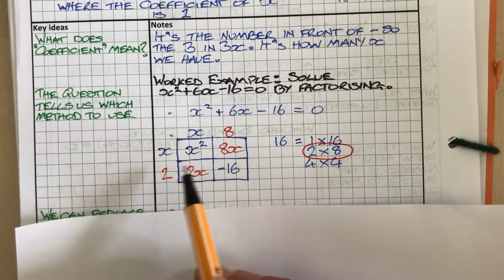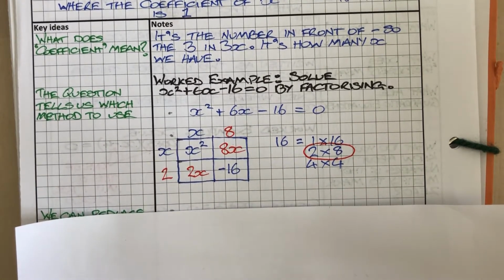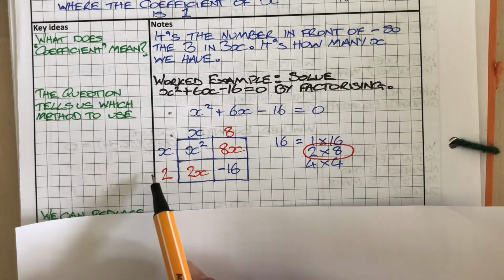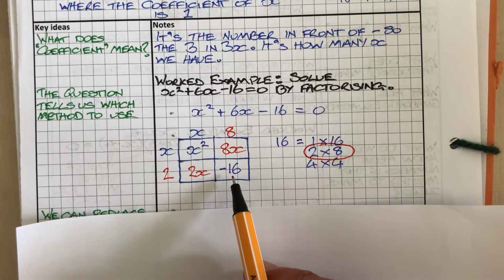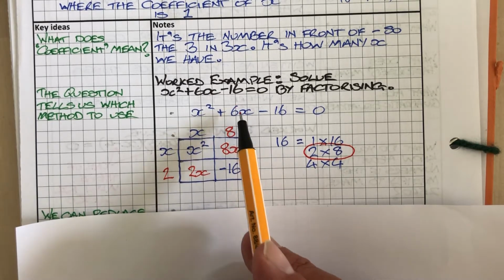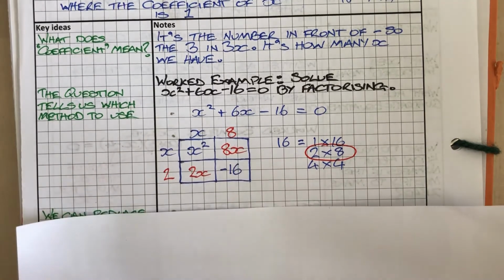I've sorted out the size of my two numbers, and now I need to sort out the sign of my two numbers. In order to multiply and get a negative answer, one of these has to be negative and one of them has to be positive. And they're going to combine to make 6x. So 8x and 2x somehow are going to make 6x.